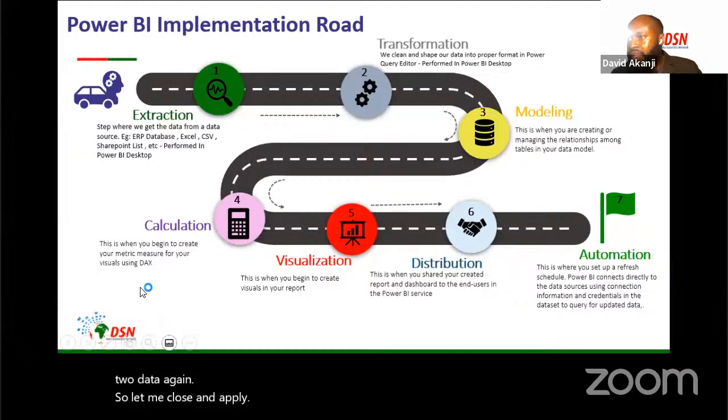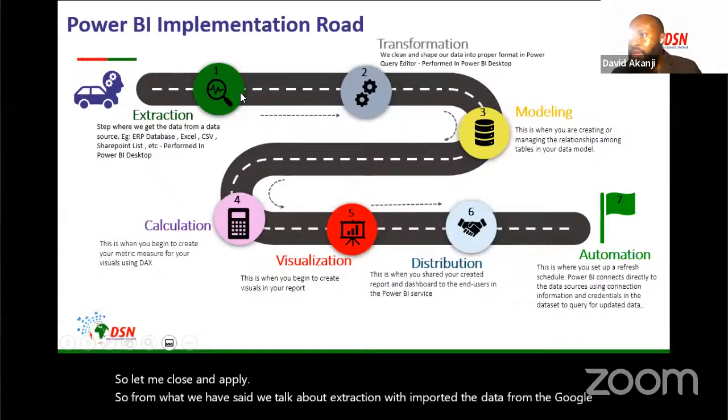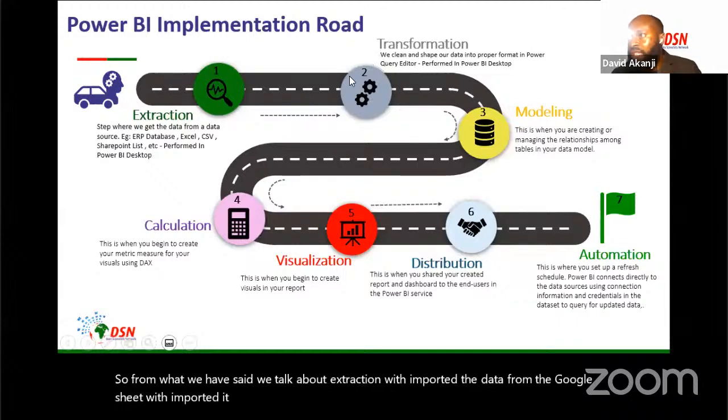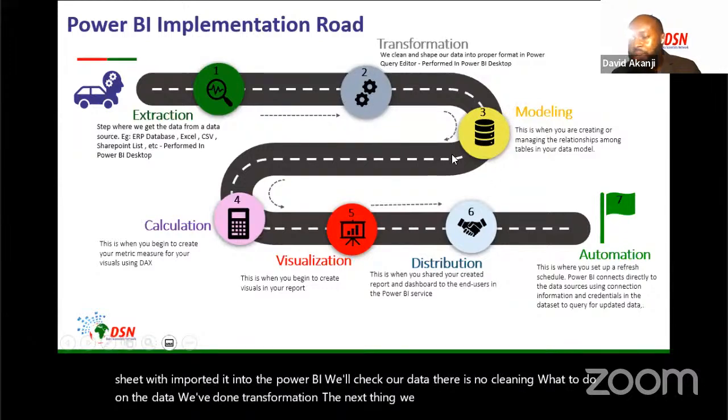So from what we have said, we talked about extraction. We've imported the data from the Google Sheets. We've imported it into Power BI. We've checked our data. There is no cleaning we want to do on the data. We've done transformation. The next thing we are going to be doing now is data modeling.